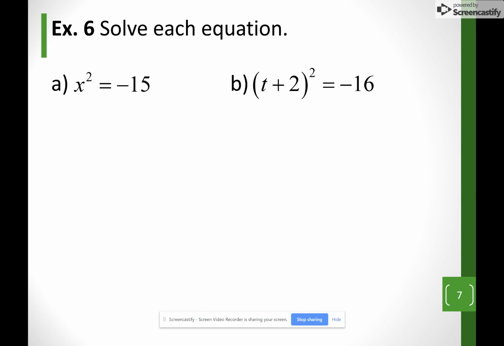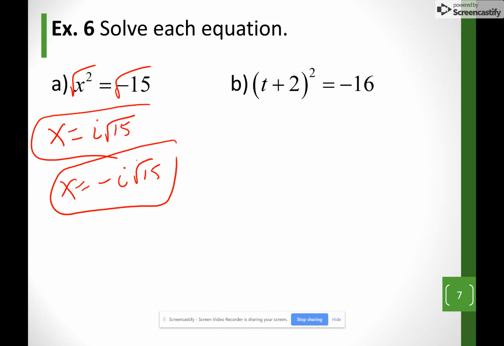Same thing with negatives, I can do the square root. So I'm going to get that x is equal to, now, the square root of a negative 15 is going to be i square root of 15. Remember, when it's a negative, I can take out the i. And I'm also going to get that x is equal to negative i radical 15. Now, radical 15 cannot be simplified, so that's pretty much it.